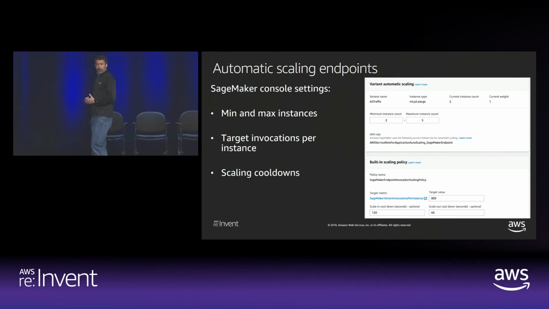Now that you've got your endpoint up and running, SageMaker tries to make it very easy to scale that endpoint. So there's a console setting for automatic scaling, and it's very easy to use. You just navigate to your endpoint, take a look at the automatic scaling. You can set the minimum number of instances and the maximum number of instances that you want behind that endpoint. You specify a threshold for target invocations per instance. We recommend using that as the value that you use for your automatic scaling.